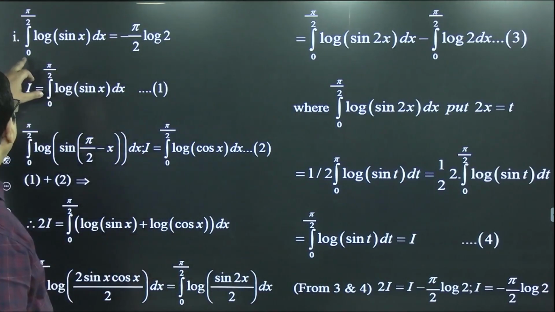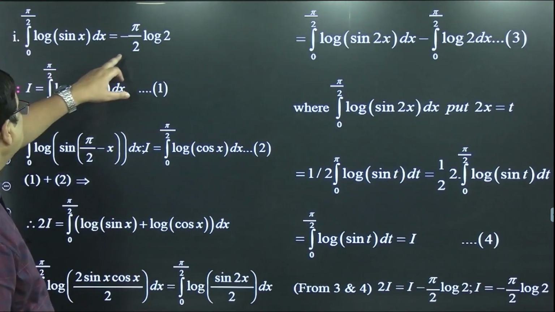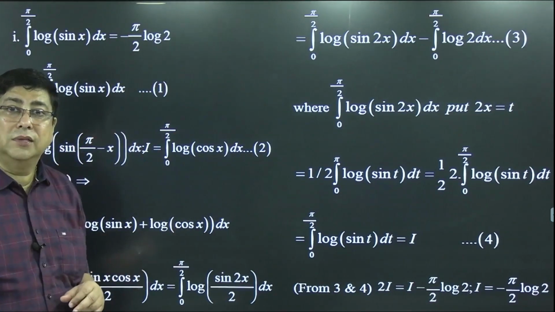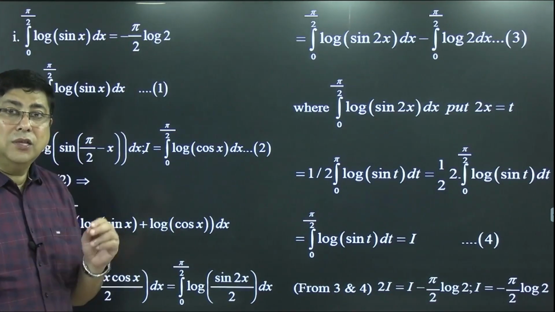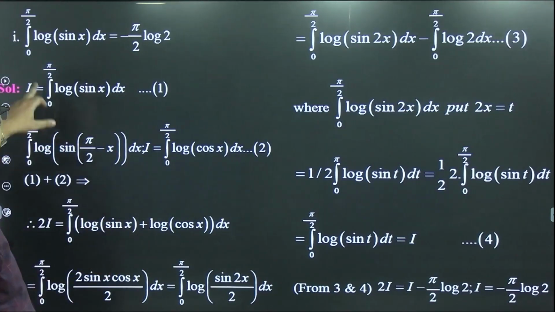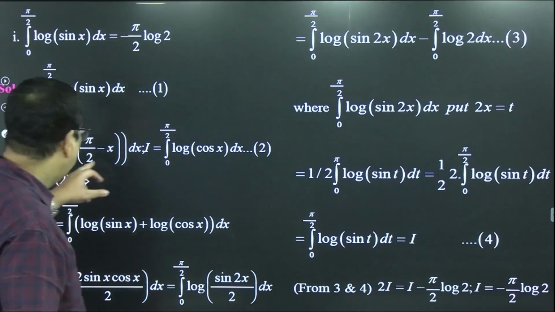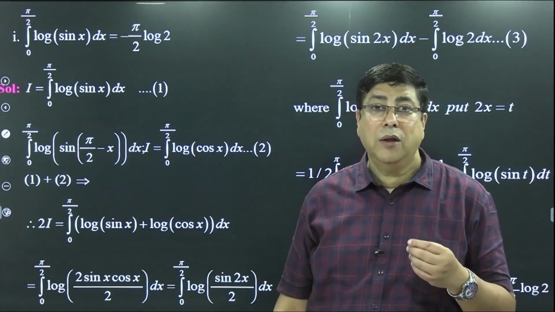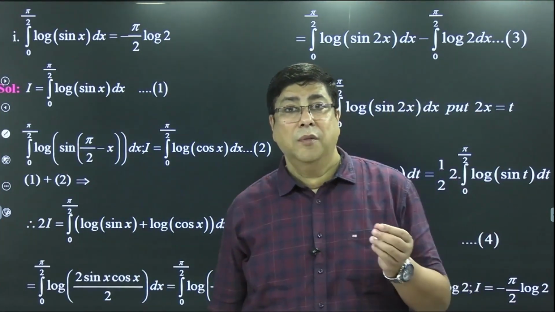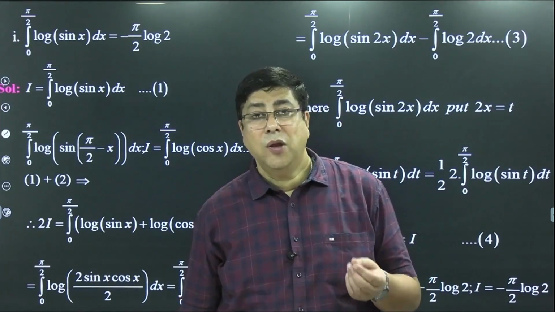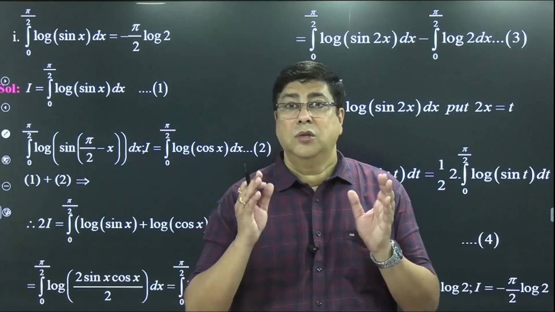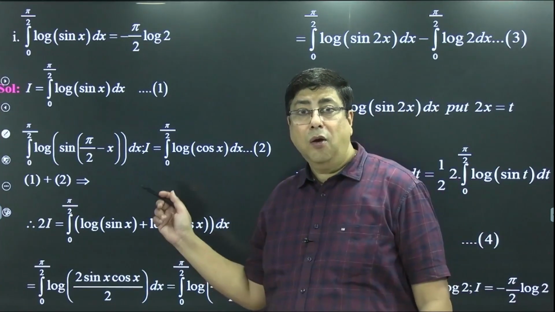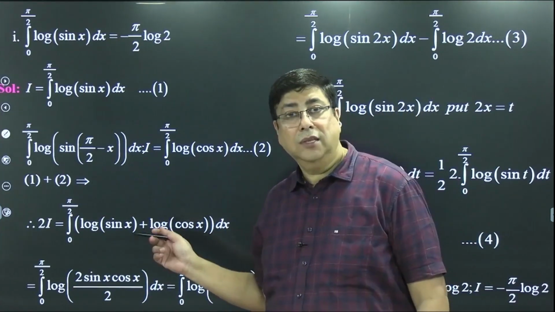One very important sum: integral 0 to pi by 2 of log sin x. The answer is minus pi by 2 log 2. You have to learn it, you have to remember this. And I am showing you how it gets solved. So integral 0 to pi by 2 of log sin x. I am using the King property. So integral 0 to pi by 2 of log sin of (pi by 2 minus x), and sin of (pi by 2 minus x) is cos x. It means integral of log sin x plus integral of log cos x, that is log sin x plus log cos x, log sin x cos x.